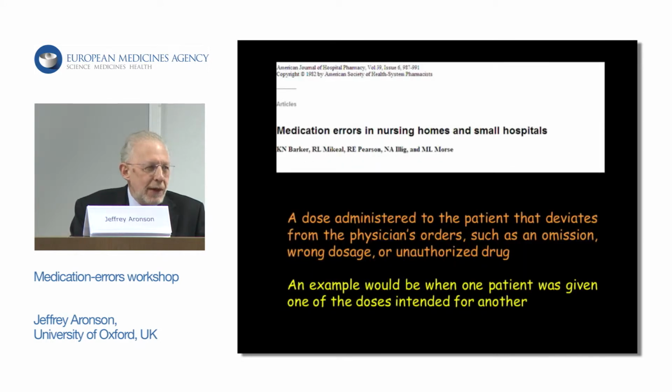We've discovered about 7 or 8 definitions of medication errors. This is the first one that we've come across, from Barker and colleagues in 1982. There may be earlier ones, and if anybody knows of them, we'd be interested to hear. The definition says that a medication error is a dose administered to the patient that deviates from the physician's orders.